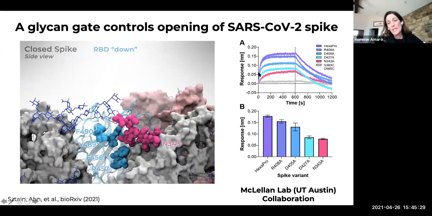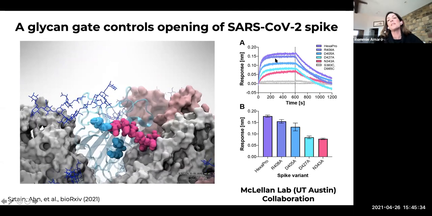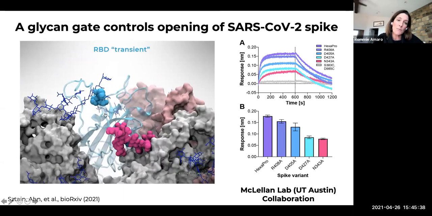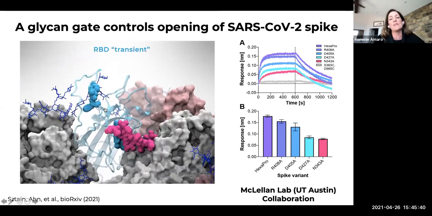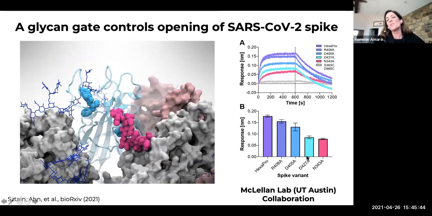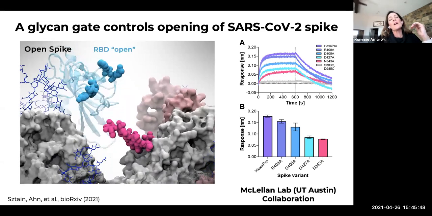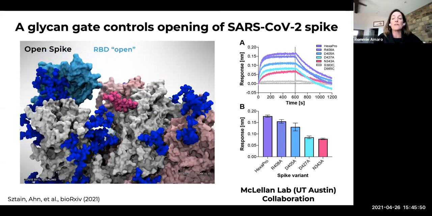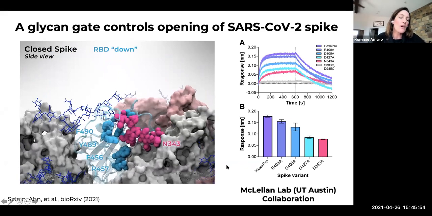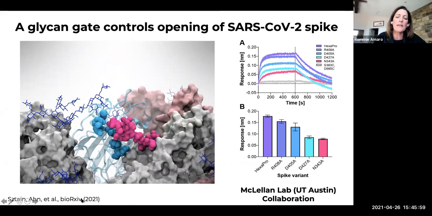And so we went back to Jason, who was kind enough to go back to his biolayer interferometry experiments, and they ran a whole bunch of different mutations, not only of N343, as I'm showing here, but some other residues that we thought were making interesting hydrogen bond and other interactions. And we see this reduction again in the ability of the spike to interact with ACE2. And so again, that corroborated our hypotheses.